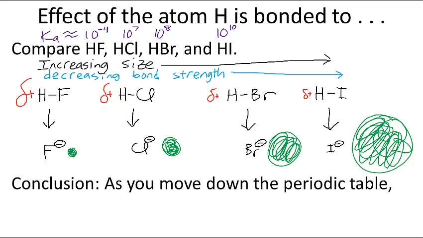So it turns out that even though electronegativity tells us otherwise, the negative charge being spread out actually helps stabilize it as well. So this is a general trend that you see. As you move down the periodic table, acid strength actually increases. So H2S would be stronger than H2O, and so forth.